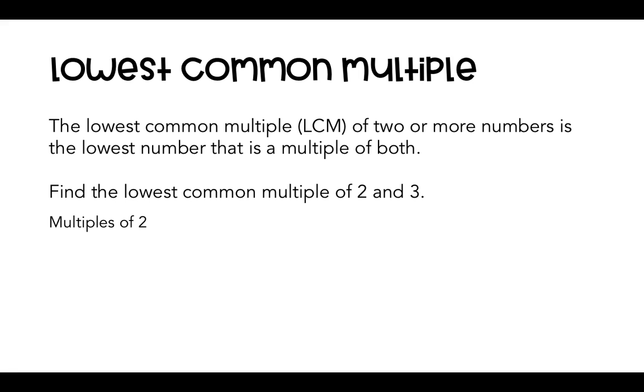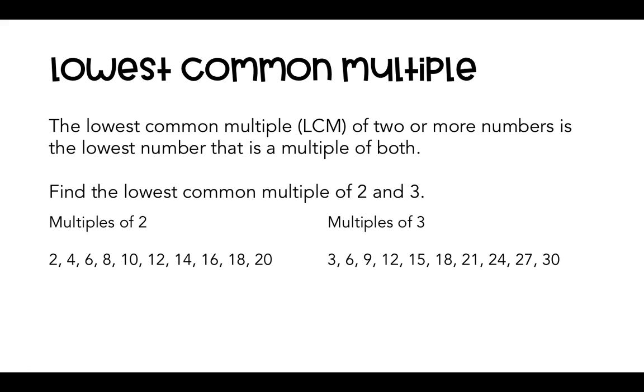So our first step is to find the multiples of 2. We're going to write out about 10 multiples: 2, 4, 6, 8, 10, 12, 14, 16, 18, and 20. And then the multiples of 3, which are 3, 6, 9, 12, 15, 18, 21, 24, 27, and 30.